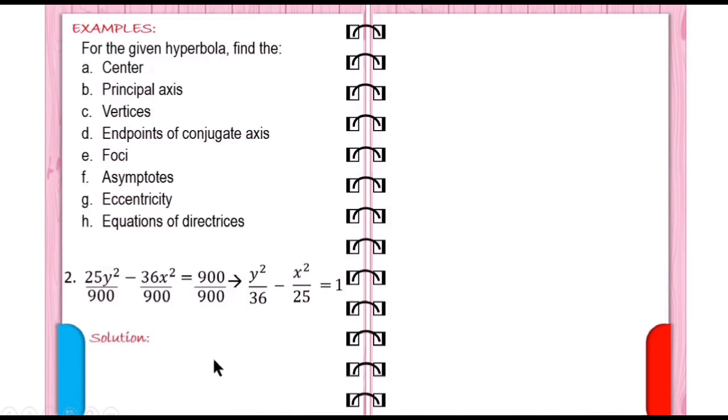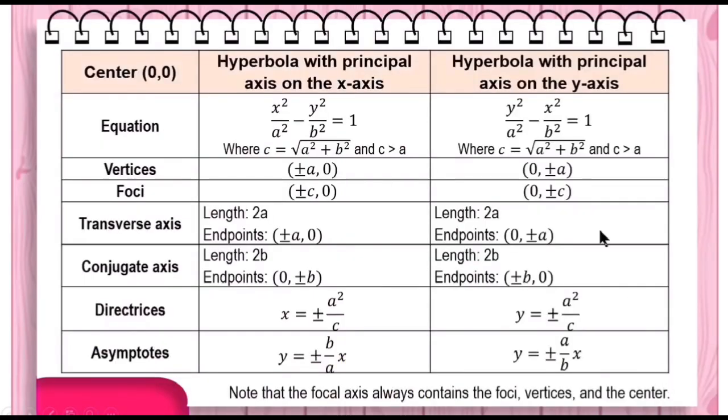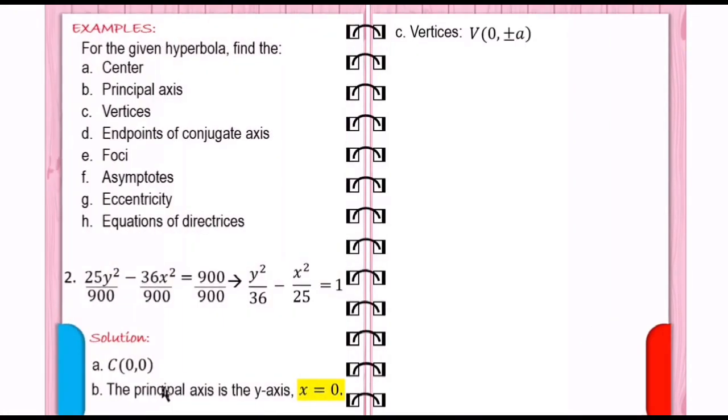So letter A, the center is at the origin. Since nauuna ang y squared kaysa x squared, the principal axis is the y-axis with the equation x equals 0. The vertices are (0, plus and minus a), since the principal axis is the y-axis. These are the foci, endpoints of conjugate axis, directrices, and asymptotes. But first, determine a, b, and c.